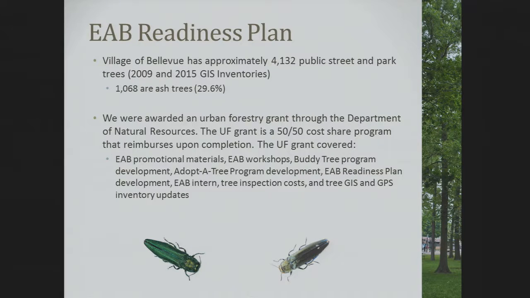Like I said before, EAB was found in Brown County and in the city of Green Bay. So this is the reason why we wanted to work on the emerald ash borer. And in order to start getting the readiness plan together and be a little bit proactive, the village had to know how many trees and how many ash trees were around.